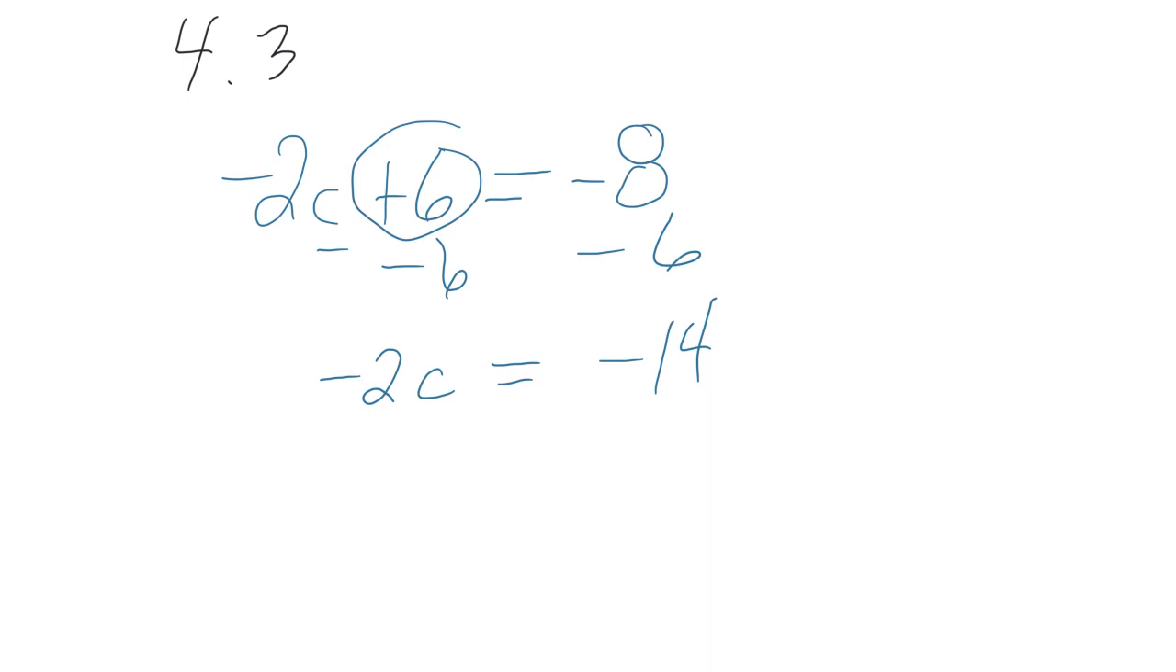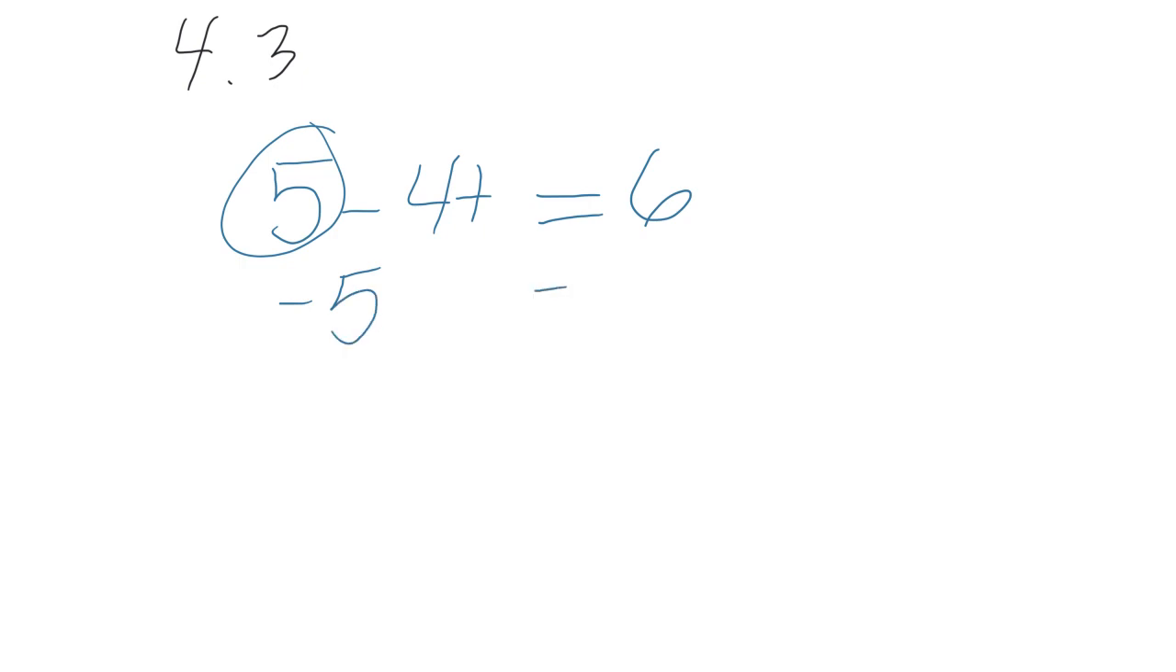Now we need to get rid of our negative 2. We're multiplying it right now. Don't get confused by the negative sign. We're still multiplying it by the c. That crosses out. What you do to one side, you have to do to the other. We have same signs over here, so it's going to be a positive 7.